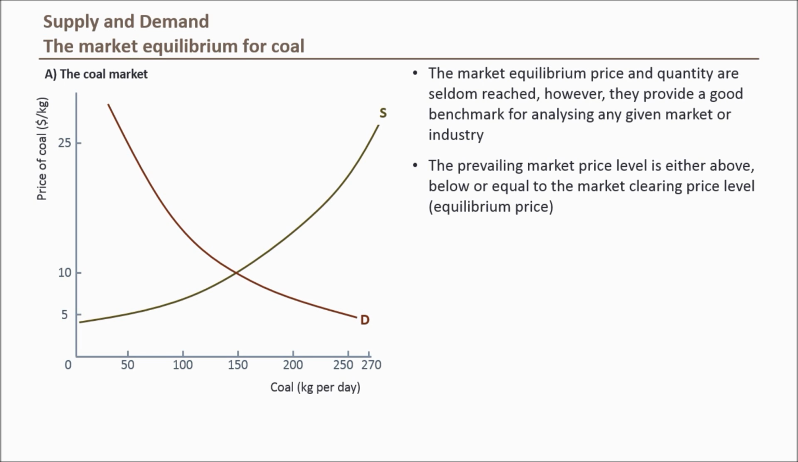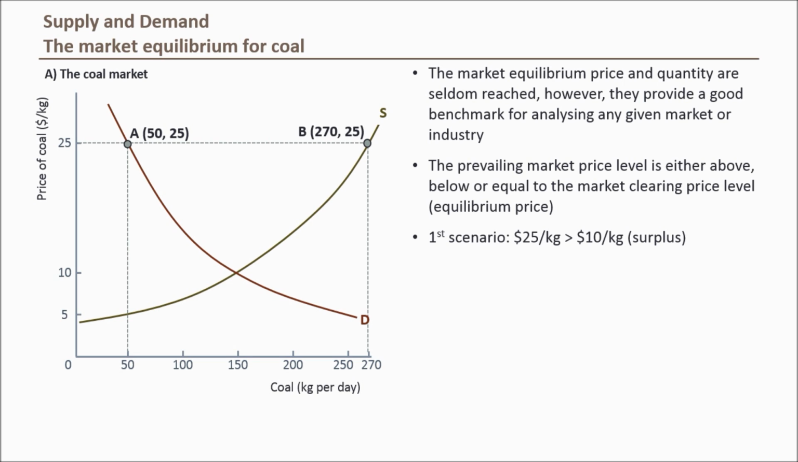Figure A represents the supply and demand curves for the local coal market, which we've been analyzing so far. Let's see what we can learn from the graph when the prevailing market price is above the market equilibrium level. Let's assume the current market price is $25 per kilogram. At this price level, which is relatively high, producers of coal will be willing to supply 270 kilograms per day, as shown by point A. Because the selling price is so high, the mining firms can really profit from every kilogram they sell, so they supply as much as possible.